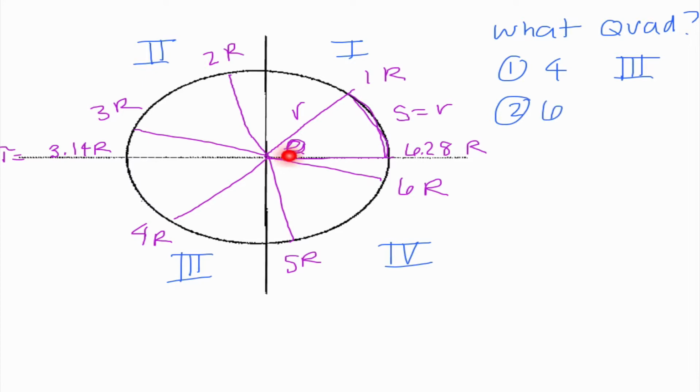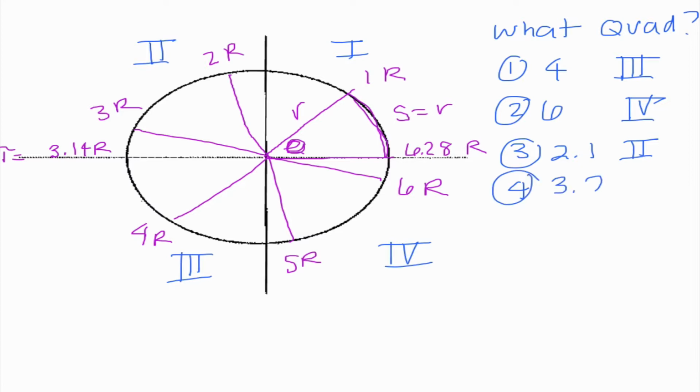Okay, 6 radians. If I look at this here, it appears to be in quadrant 4. What about 2.1 radians? If I look, 2 radians is here, 3 radians is here, so I know that it would be somewhere in this mix. So I'm going to say it is quadrant 2.